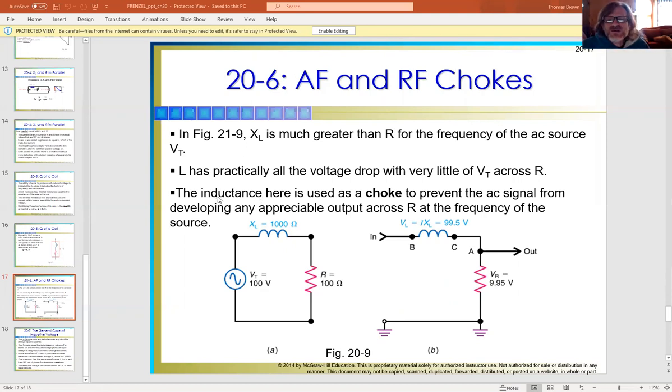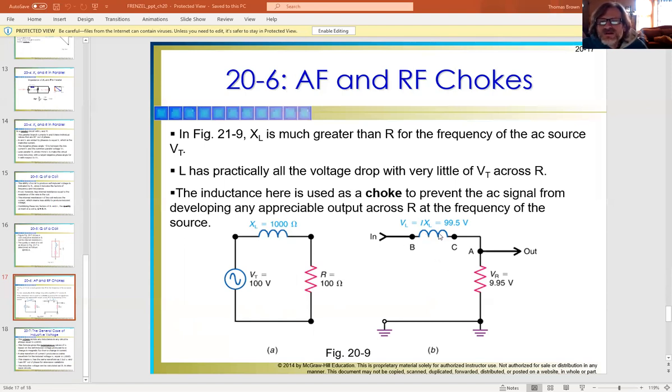So what he's trying to say, or what he's trying to do here, notice the bottom statement. The inductance here is used in the choke to prevent the AC signal from developing any appreciable output across R at the frequency of the source. So we take a look at this. We have an inductor that has a reactance of 1,000 ohms. We have a resistor of 100 ohms, so it's a 10-to-1 ratio there with our little sinusoidal feeding into it.